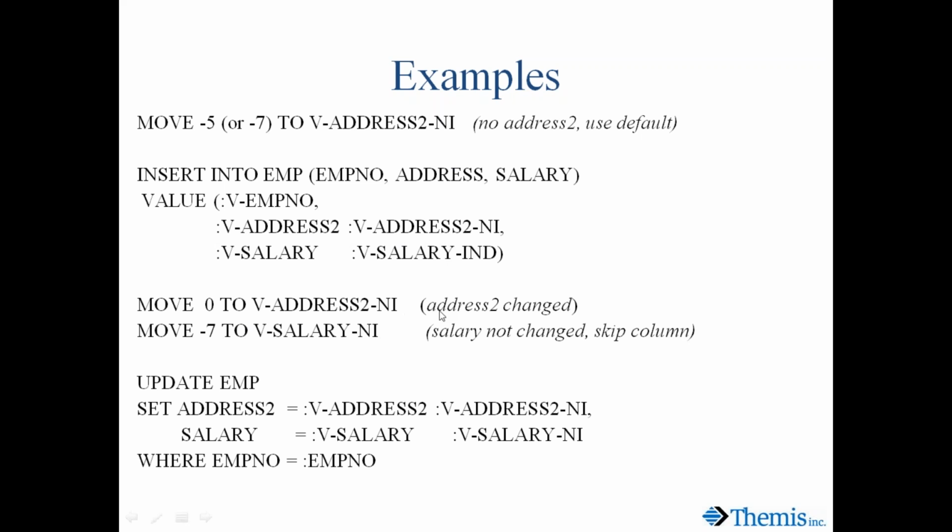Now, if I actually do want to change it, then I would prime it as a 0. Hey, there's data in address 2. So that time during this update, the address will be provided. And the salary, there is no salary for the update. So it completely ignores this part of the update where it says set salary equal to the variable, because the indicator variable says data content did not change, skip the column. So making more intelligent code up front to transmit less data and having one common statement code that is easier to maintain and more stabilized.